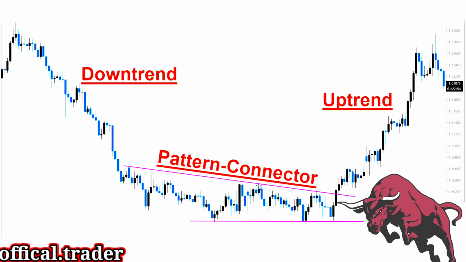You look for a trend that is then losing strength. You will see that the market is giving you a pattern at some degree. And then once the pattern is exited, once the pattern is broken, you trade into a new trend.